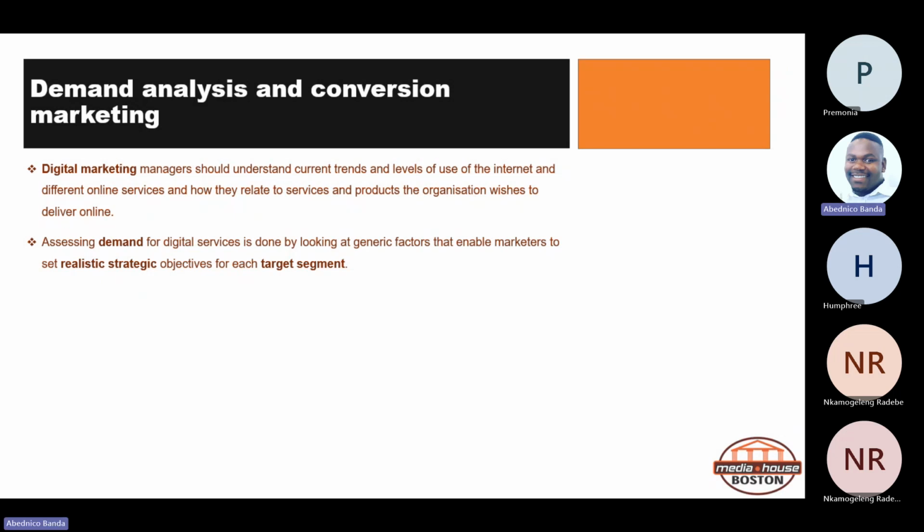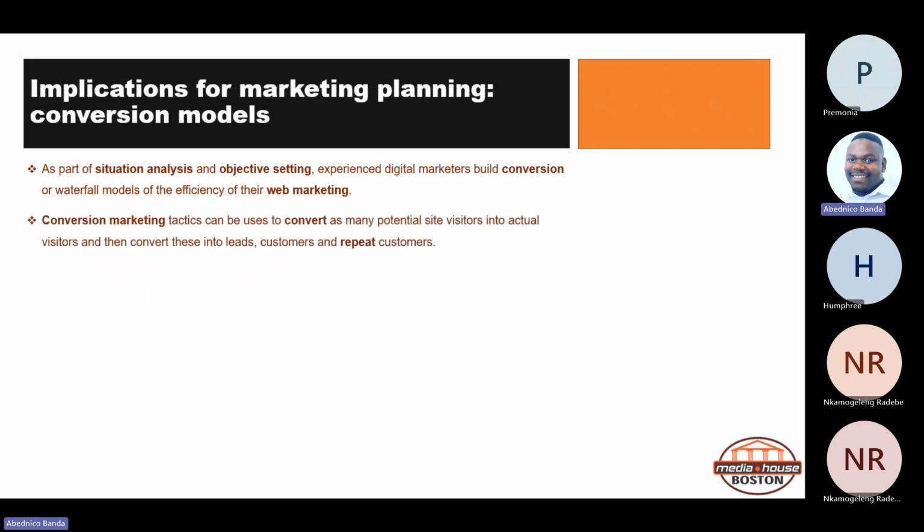What are the implications for market planning? Then we look at the conversion models. As part of situation analysis and objective setting, experienced digital marketers should build a waterfall model of the efficiency of their web marketing. Conversion marketing tactics can be used to convert as many potential site visitors into actual visitors, and then convert these into leads, into customers or repeat customers.